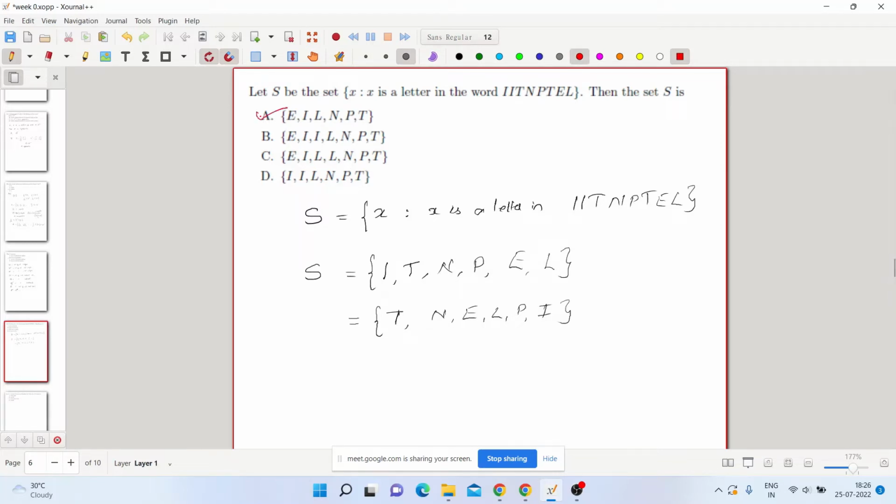A contains all the letters in the word. In B, C, D there are problems: in B, I is repeated twice, in C, L is repeated twice, and in D also I is repeated twice. So these are not the correct representations of the set S.